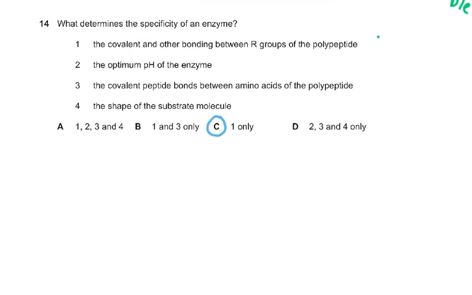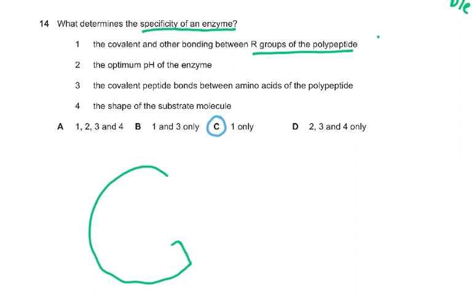Then coming on to question number 14, what determines the specificity of an enzyme? The covalent and other bonding between R groups of the polypeptide. Specificity of the enzyme means that this enzyme is specific. Why is it specific? Because it has the depression, the active site. Now, the active site is only possible because of the bonding and because of the 3D structure. So, the covalent and other bonding between R groups of the polypeptide.